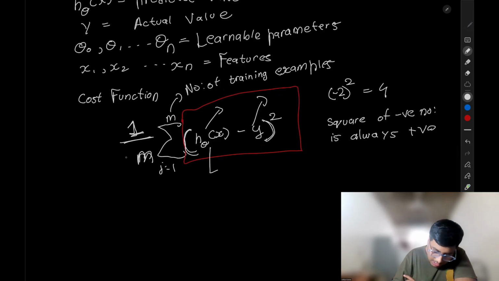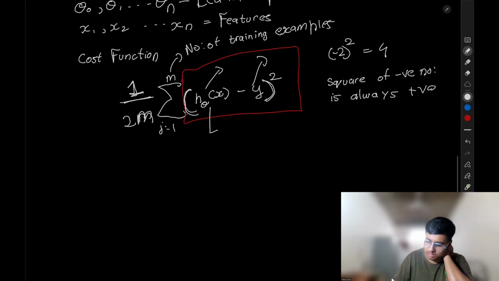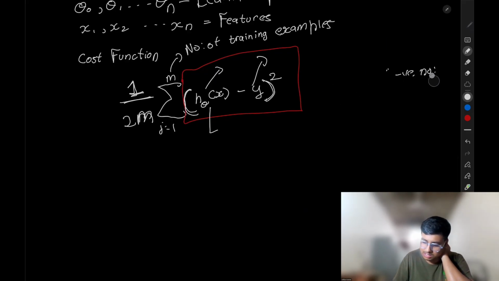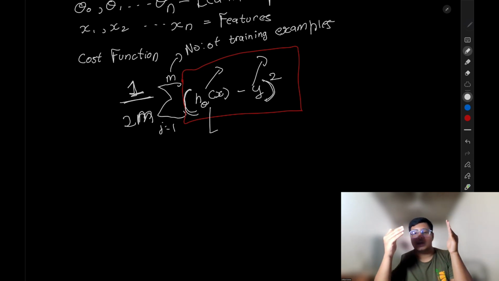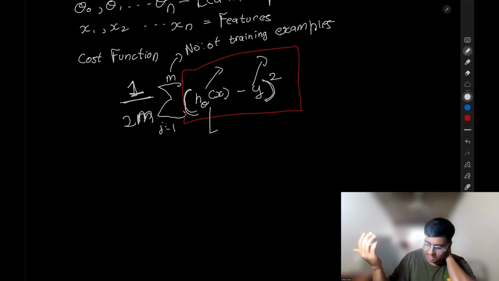So in the original cost function, there is also a multiplication of 1 upon 2. Let me explain why. Let me erase this also, I had forgotten to erase it. Let me repeat: in the original cost function, there is also a multiplication of 1 upon 2. Why? For easier calculations. Let me tell you why.